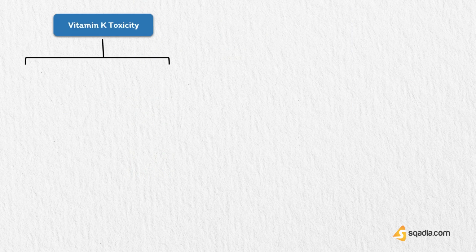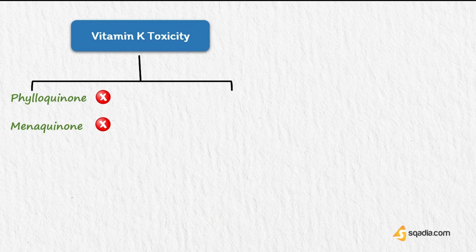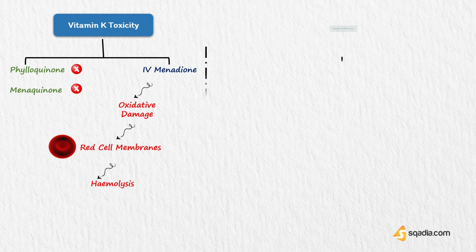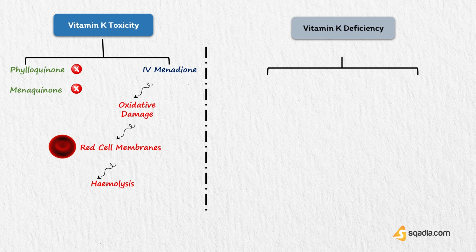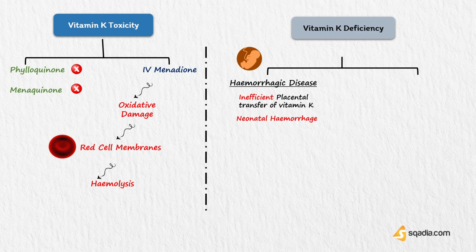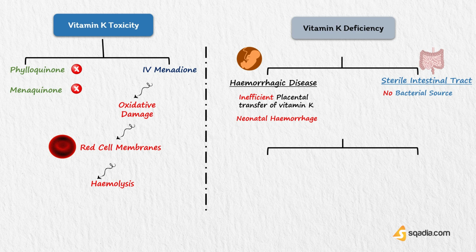Moving to the toxicity of vitamin K. Toxicity with high doses of phylloquinone and menaquinone has not been reported. However, intravenous menadione causes oxidative damage to red cell membranes, that is hemolysis. Diseases caused by vitamin K deficiency include hemorrhagic disease of the newborn. In this disease, placental transfer of vitamin K is inefficient, so deficiency can occur, resulting in neonatal hemorrhage. Newborns have a sterile intestinal tract, and there is therefore no bacterial source. Breast milk is a poor source of vitamin K.